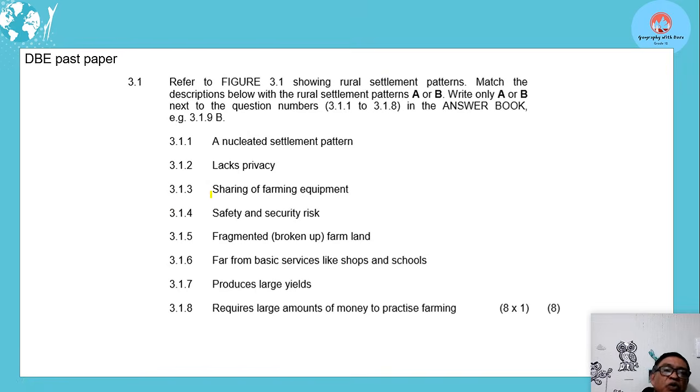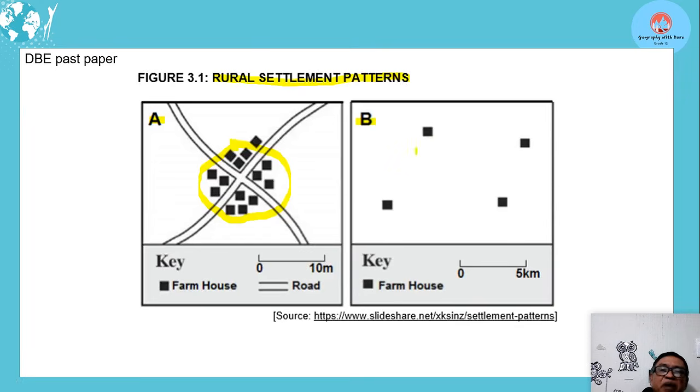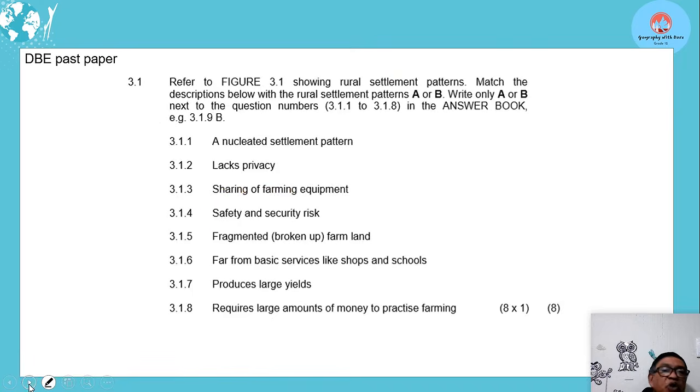Sharing of farming equipment. All right. Generally, we know in isolated settlements, they're far apart. They're not going to share. Okay. But where they're close together, there's a stronger chance of sharing of equipment. So, sharing of equipment is A again, where it is close together.